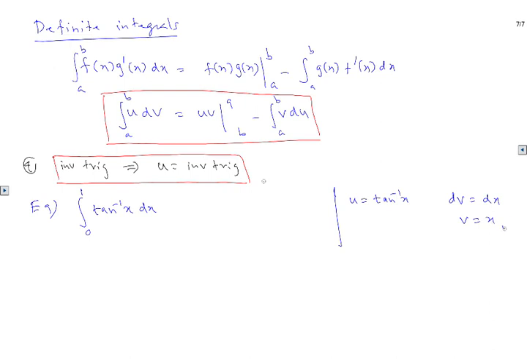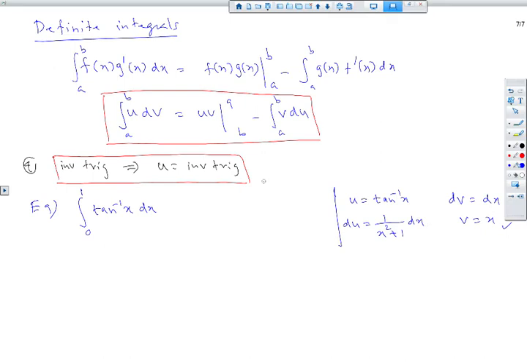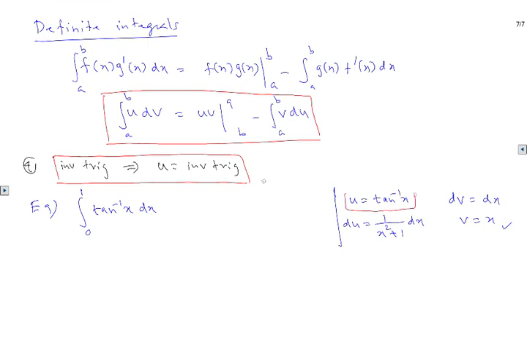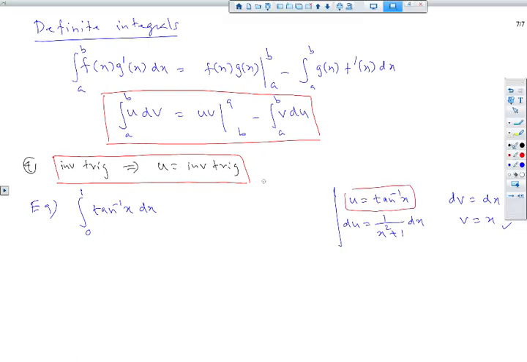So that is easy. Take the derivative. What's the derivative of tan inverse x? The derivative of tan inverse x is 1 over x squared plus 1. So that means du is 1 over x squared plus 1 times dx. So we have everything we need. What we remember is when you have an inverse trig function, we're going to pick that one as u. Okay, so let's finish the rest of the integral.